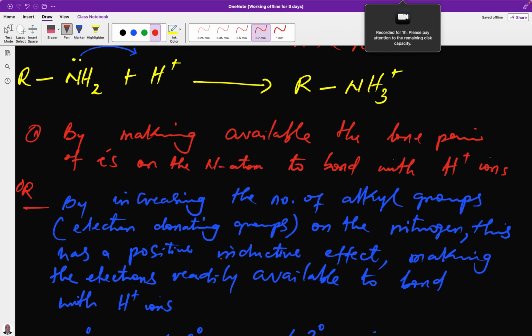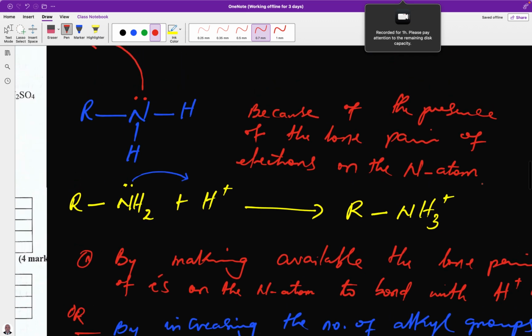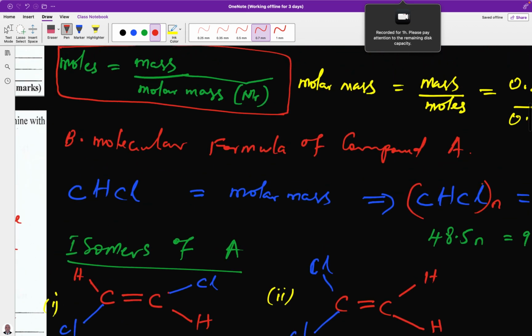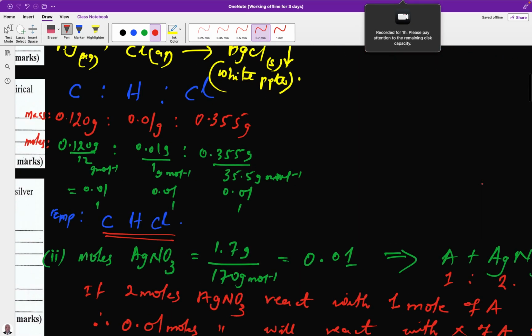Again, you can state briefly, if you cannot explain, that it is by making available the lone pair of electrons on the nitrogen to bond with hydrogen ion. That is all. By doing that, I think we are done with this one question. We will go back and start with the other question on this topic.